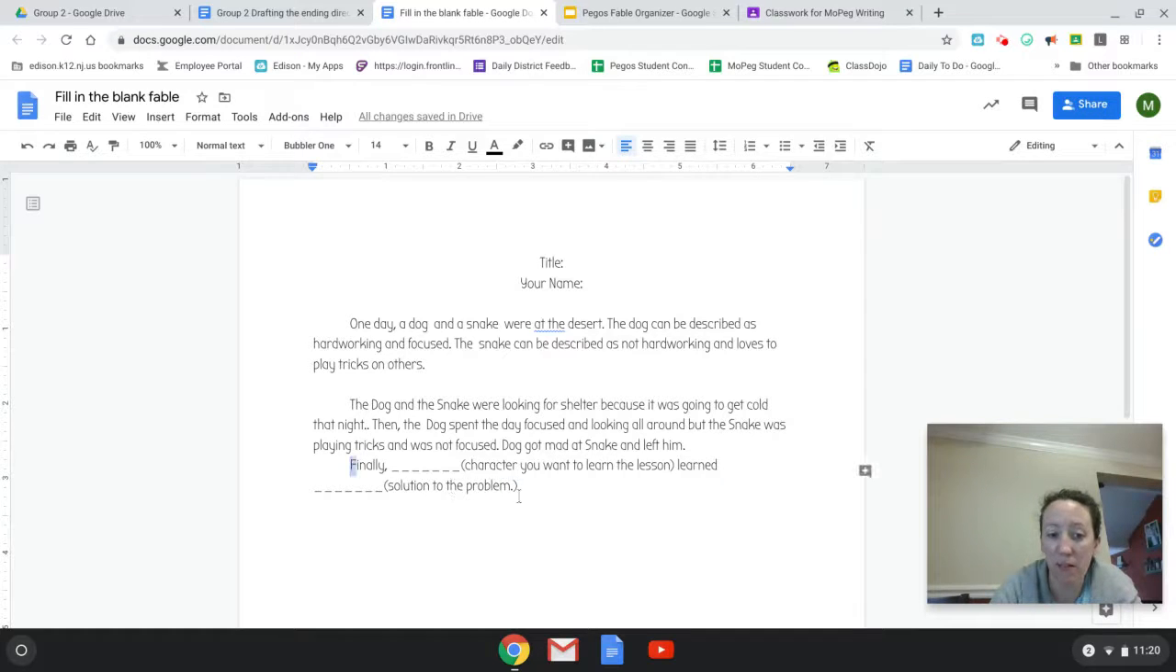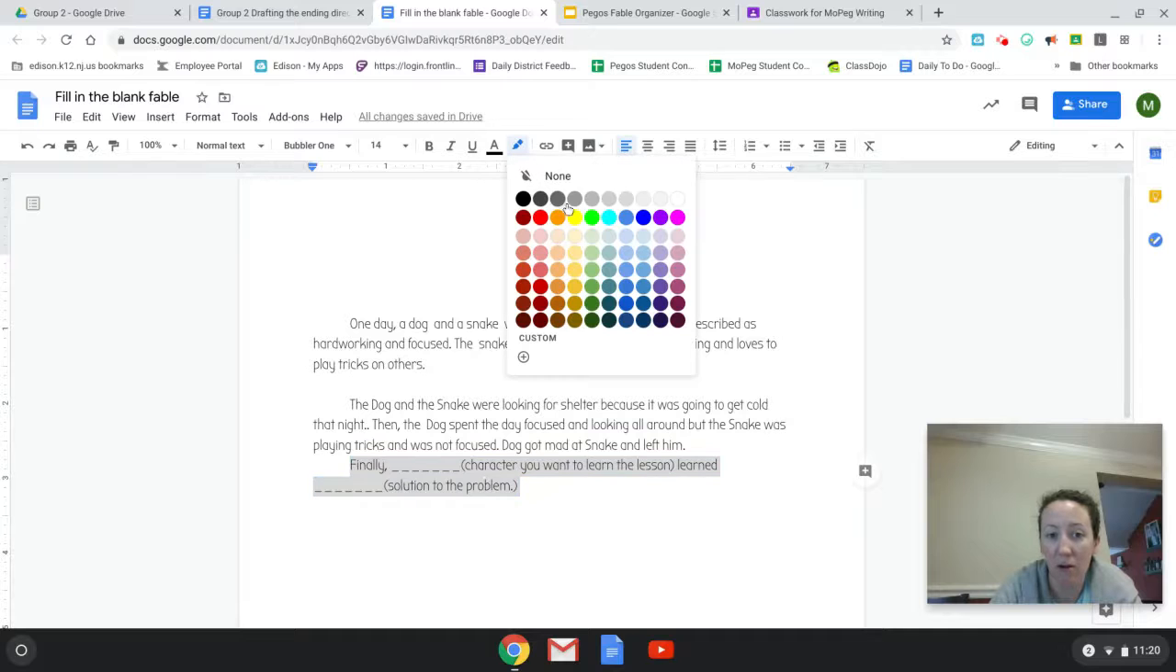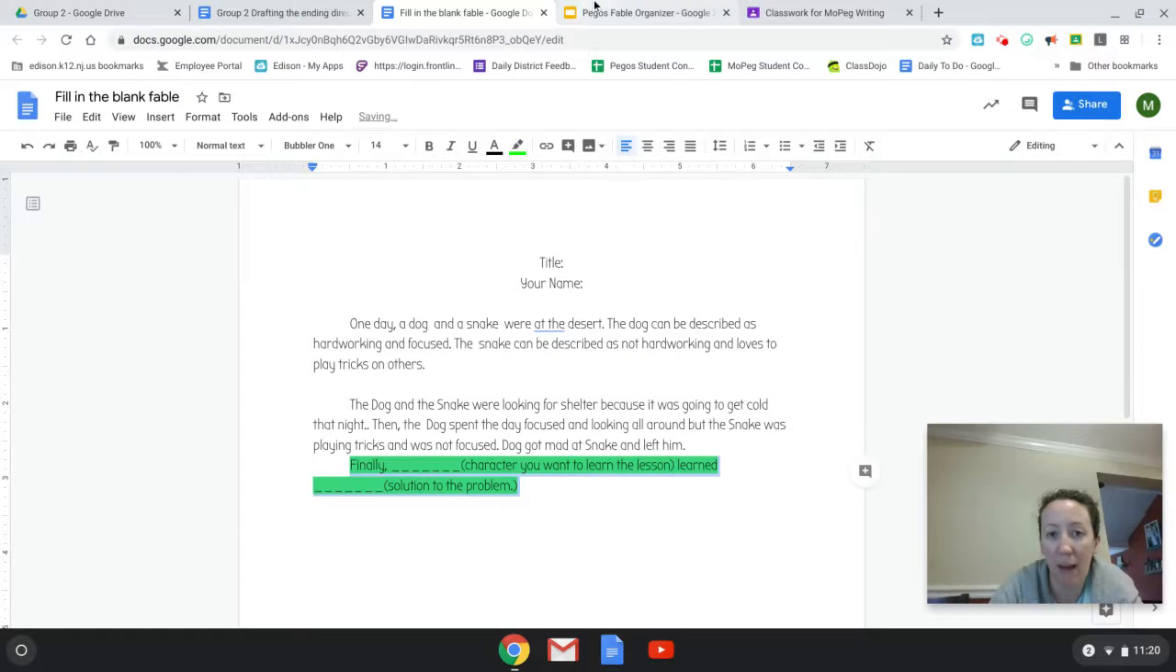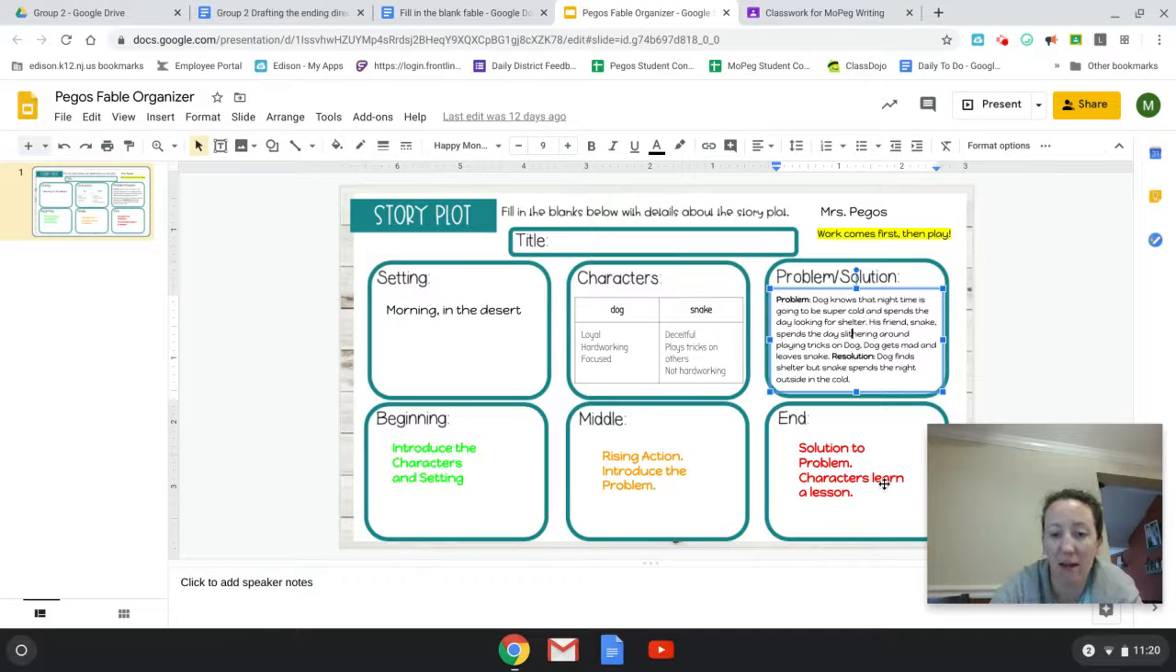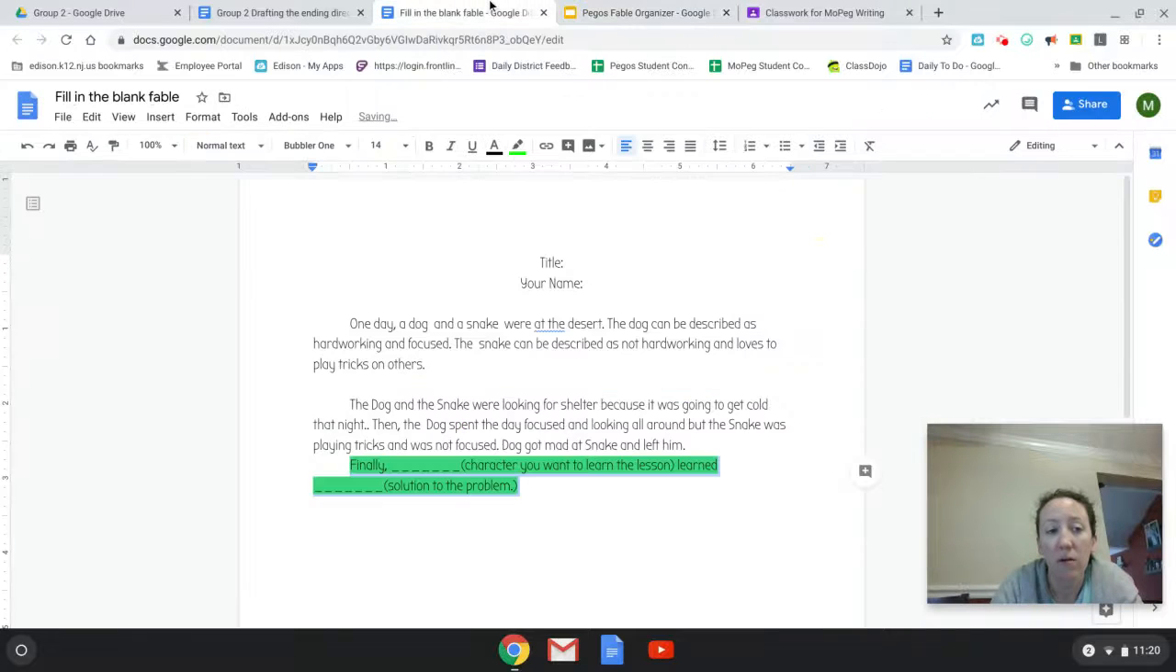Today we're going to be focusing right here on this ending. So I'm going to go back to my organizer, and I know that the ending is the solution to the problem or the characters learn a lesson. So now you have two options. My solution to the problem was that dog finds shelter, but the snake spends the night outside in the cold. You have two options.